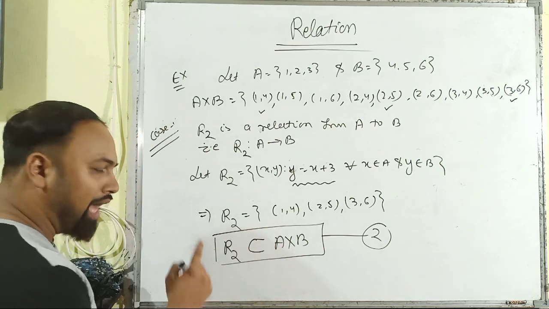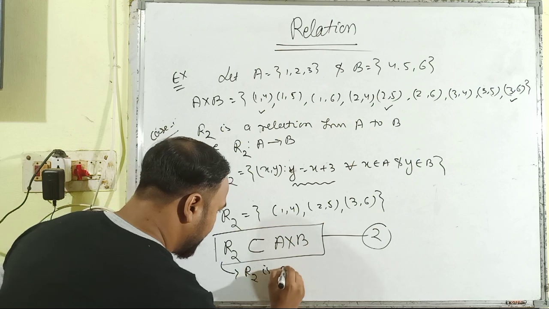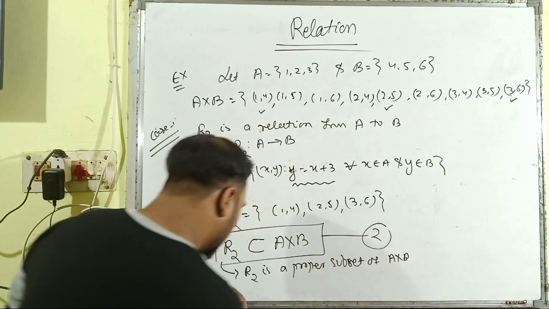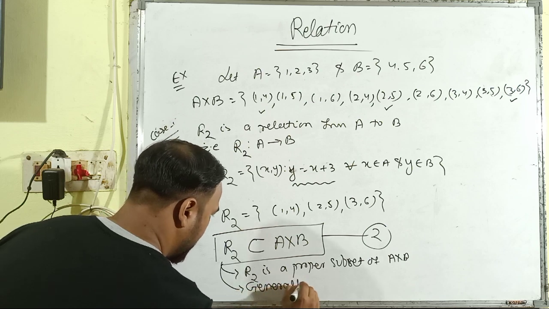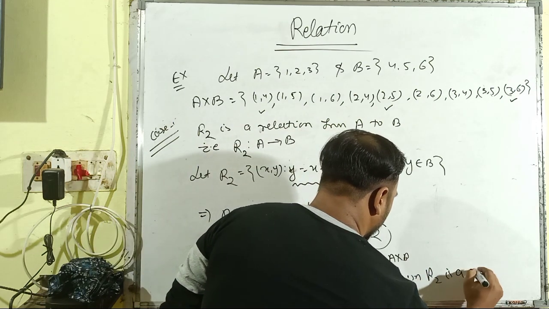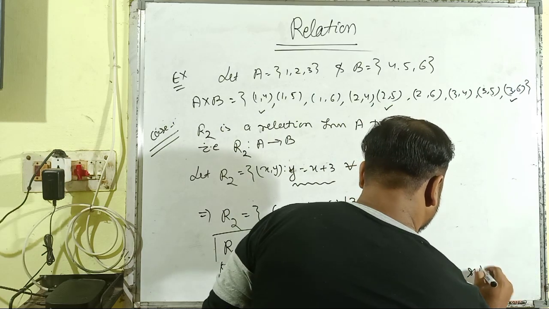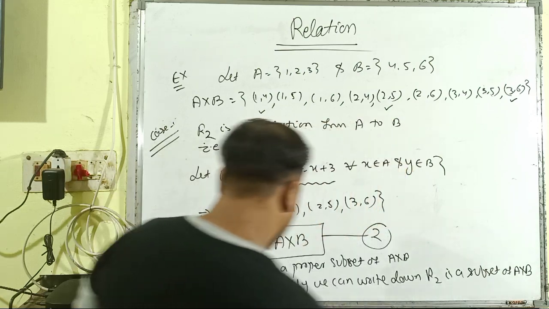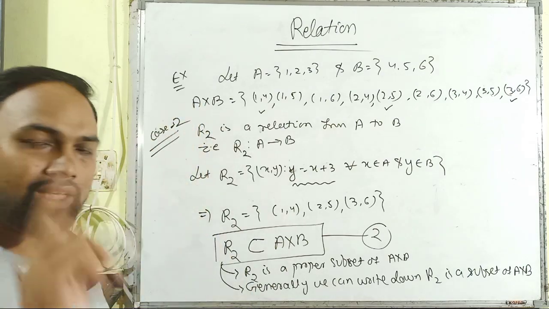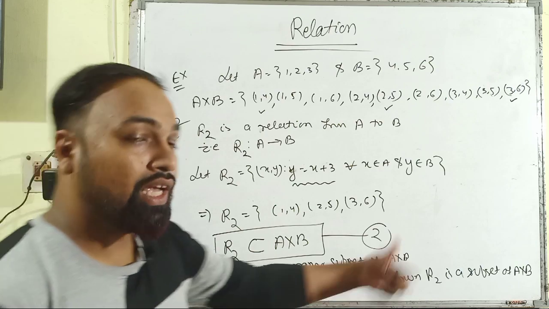So generally, as it is a proper subset, we can write R2 is a subset of A cross B. And we need this line, the second line: R2 is a subset of A cross B. In case number 1, we have just proved R1 is a subset of A cross B. Again, in case number 2, we found that R2 is again a subset of A cross B.